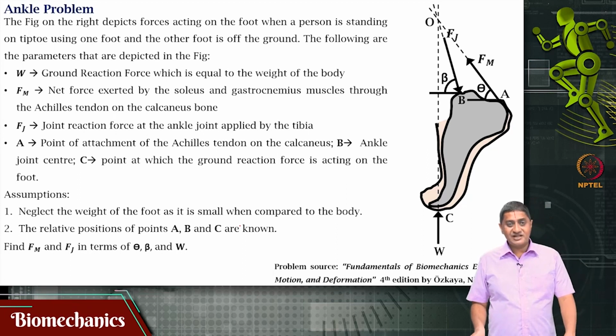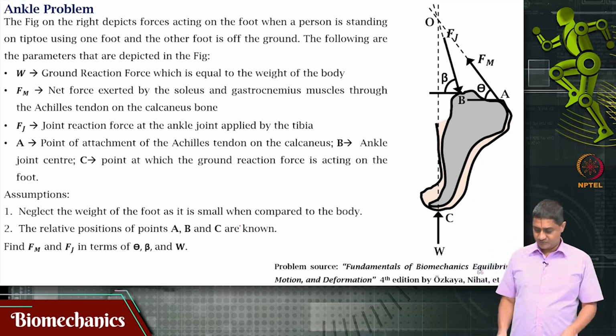Capital A is the point of attachment of the Achilles tendon to the calcaneus bone. Capital B is the point at which the talocrural joint is located, or the joint center. Capital C is the point at which the foot is contacting the ground, or the point at which ground reaction force is acting on the foot.